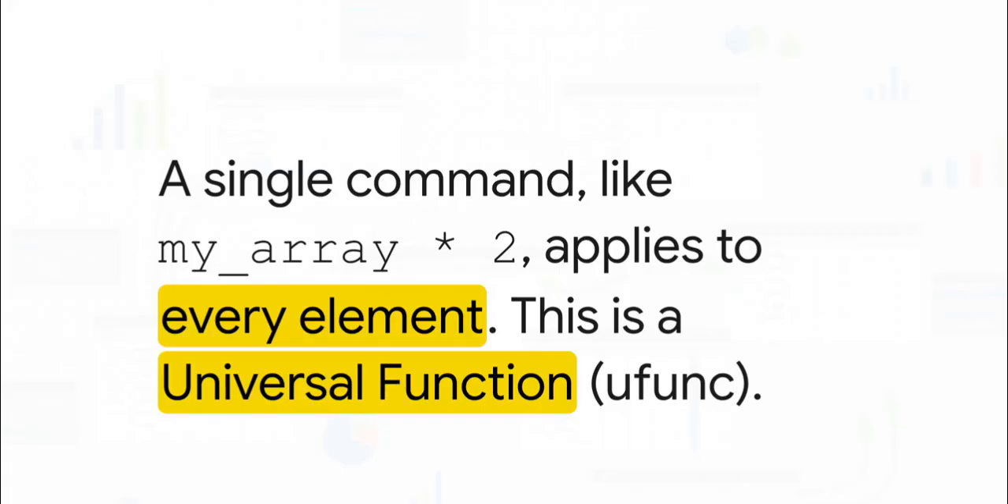And this is where that raw speed we talked about comes from. When you type my_array times 2, you're not telling Python to loop through each number one by one. No way. You're using what's called a universal function, or ufunc for short. This one simple line of code pushes the entire calculation down to super fast, pre-compiled C code, and it applies that multiplication to every single element at the same time. That's the magic trick behind the massive performance boost.